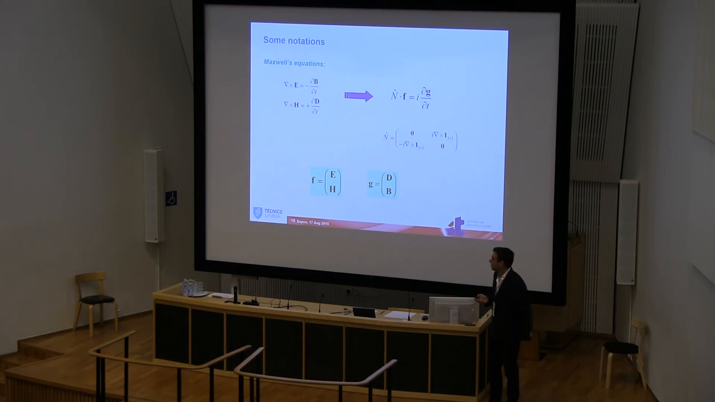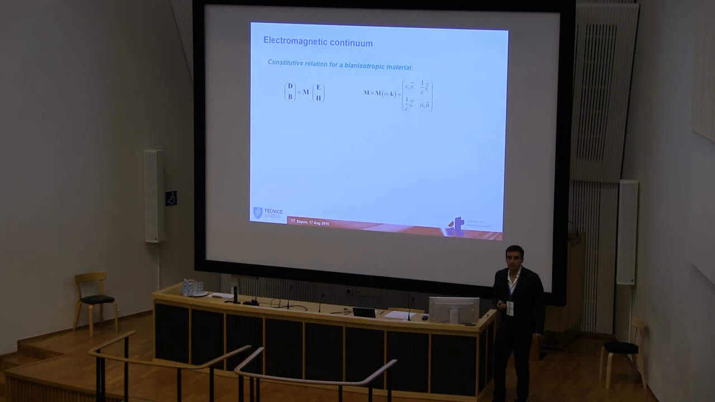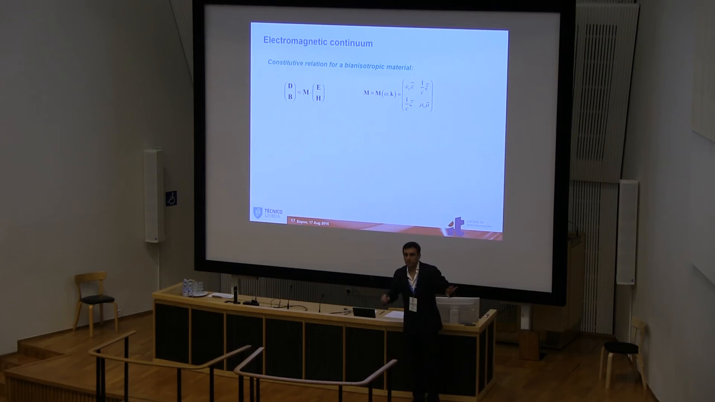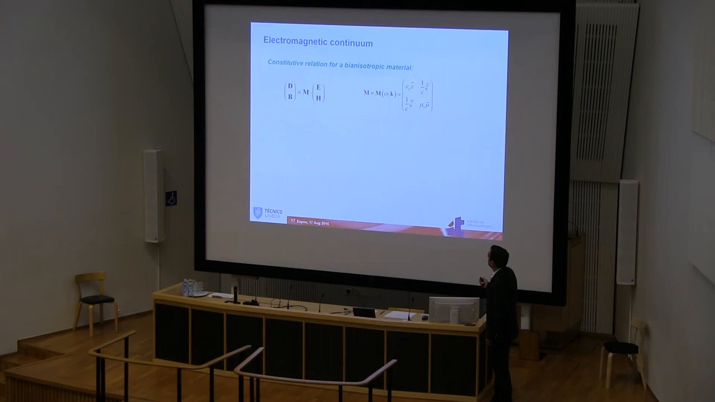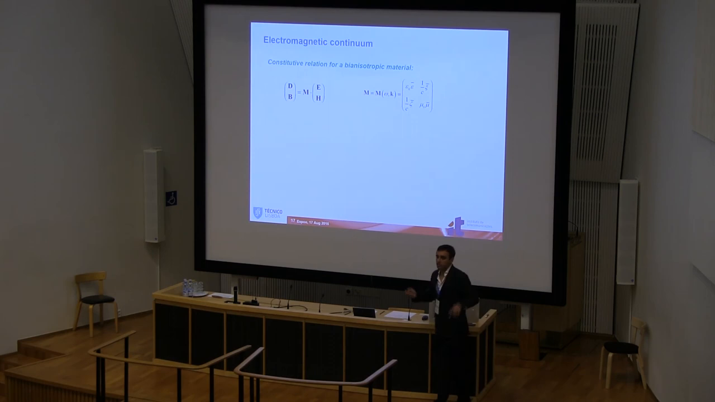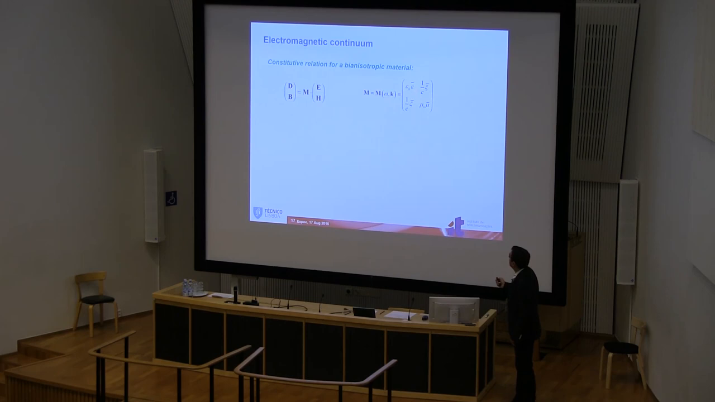To connect them, of course, you need something else. I'm interested in continua, with no periodicity, and to specify what type of material you have, you need to specify the material matrix. I'll consider the most general material that we can have in this context, at least if you consider a local response, which is a bianisotropic material, characterized by this 6x6 material matrix, with components determined by the permittivity, the permeability, and the terms that determine the magnetoelectric coupling.